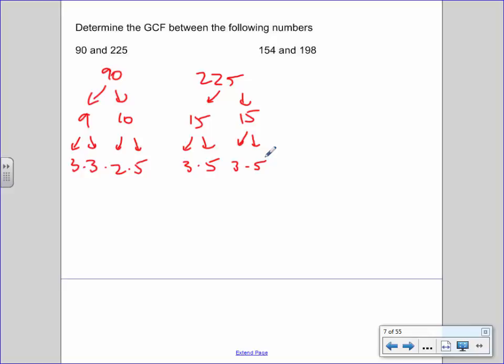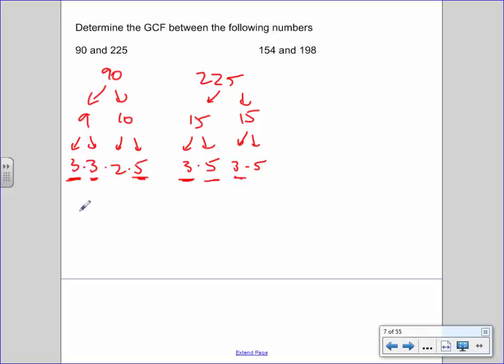Okay, so what do we do with these numbers? If we want the greatest common factor, we just have to figure out which ones are in common. Do they both have at least one 3? Okay, they both have at least a 3. Do they both have a second 3? Yeah, this one has a 3, this one has a 3. Do they both have a 2? According to this, no, they don't both have a 2. Do they both have a 5?